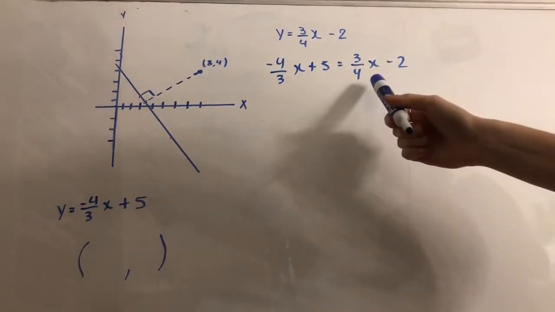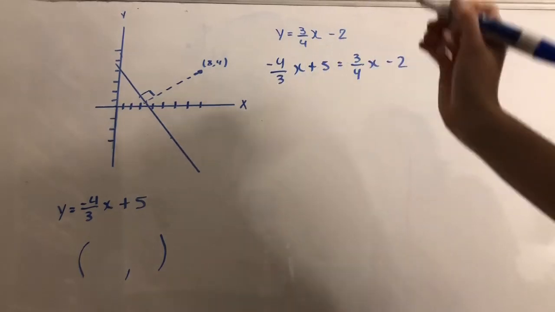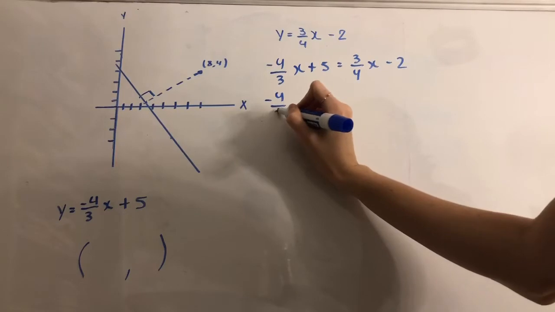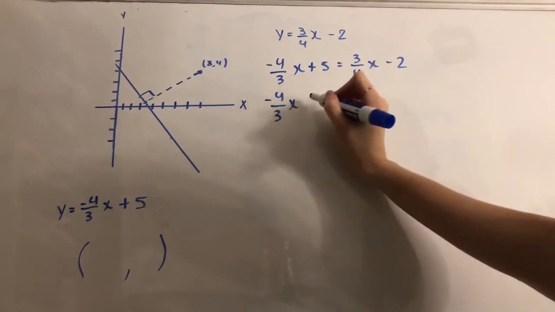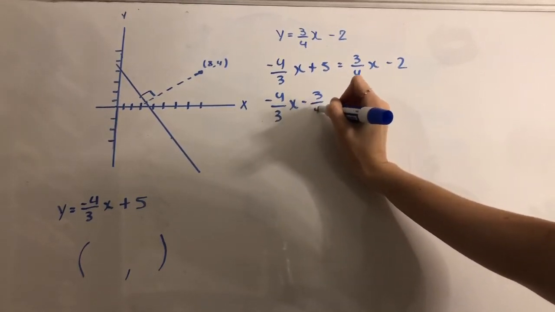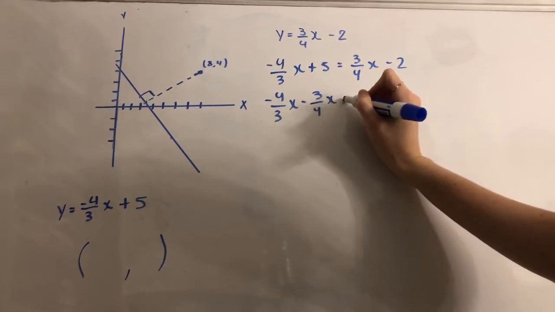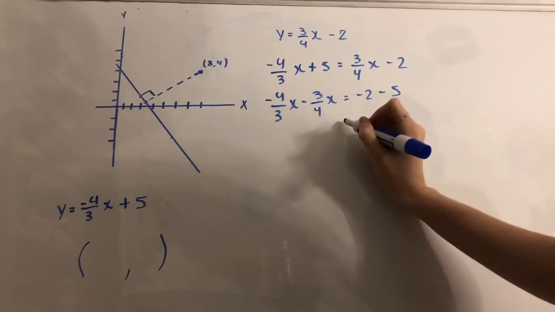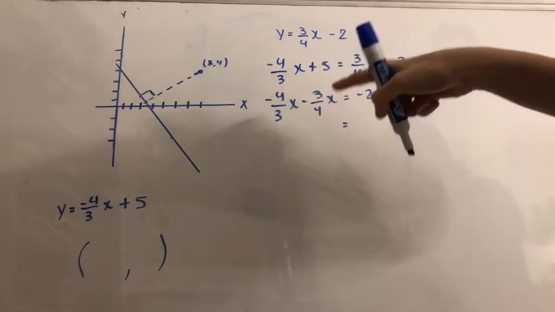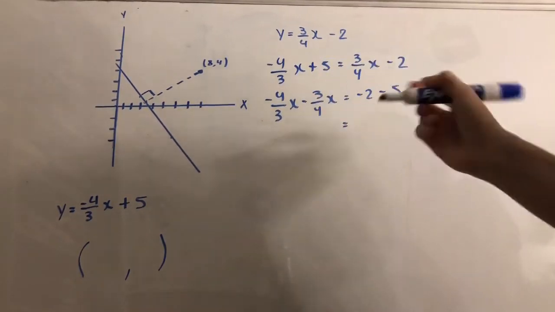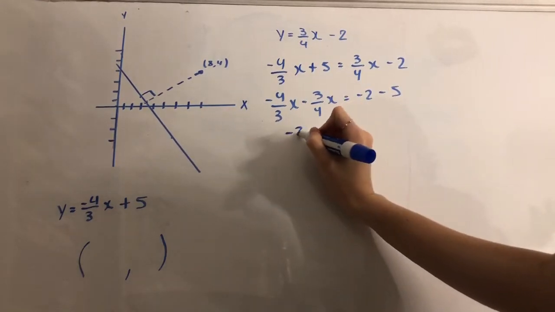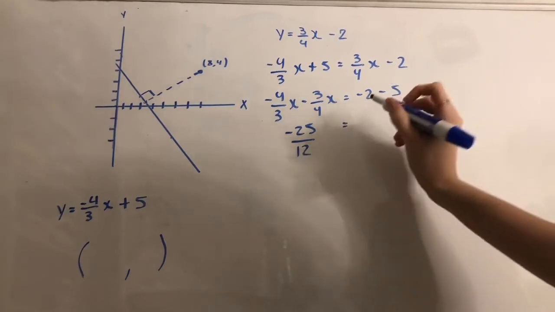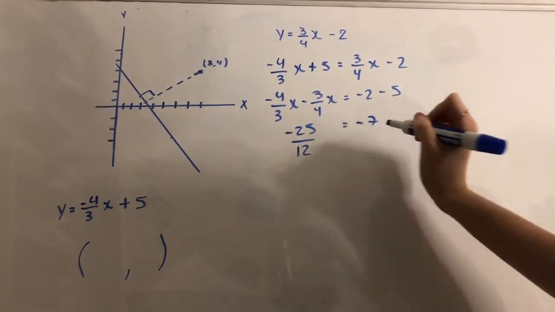To solve it, we're going to pass all the x's to the left side. So, minus 4 over 3x minus 3 over 4x equals minus 2 minus 5. This gives us minus 25 over 12 x, and the right side gives us minus 7.